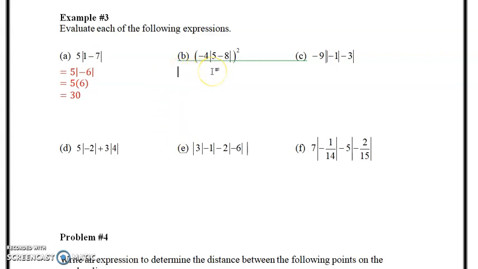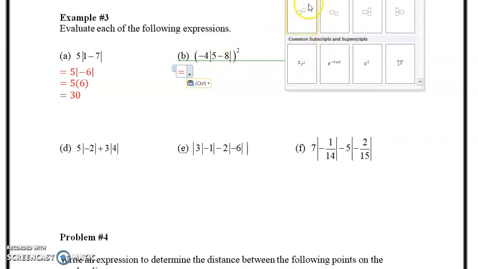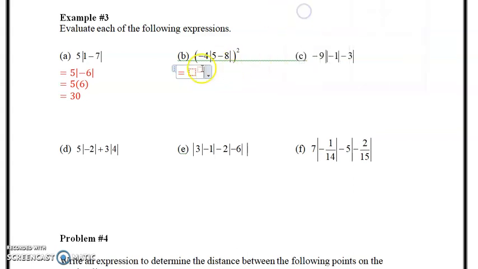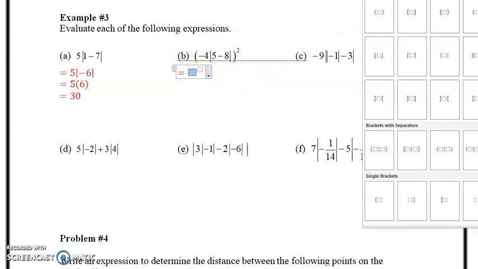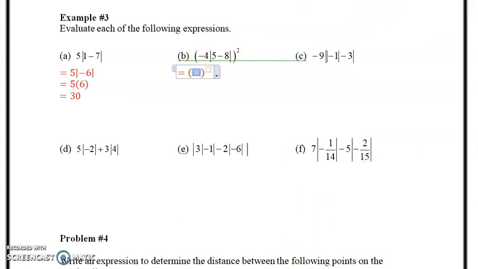B, we have, so the whole thing is squared, so we're going to do what's inside the absolute value first. So remember, work from the inside out. That's so important here. So we're going to need brackets, and we'll do the absolute value in there.